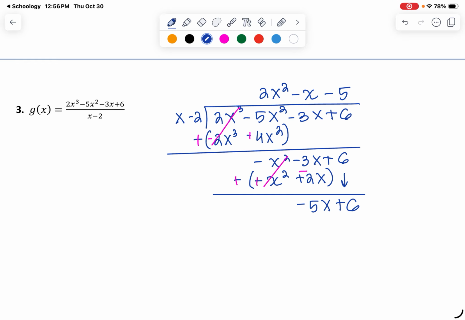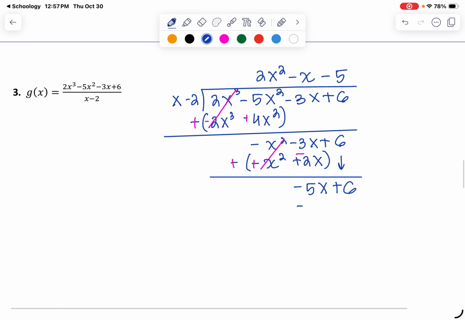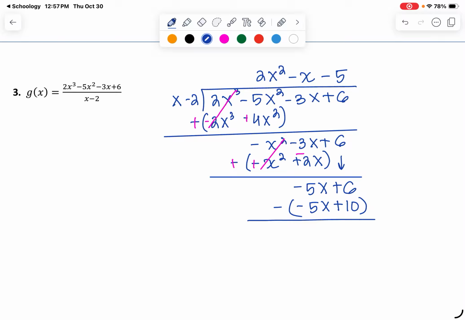That's negative 5. Multiply -5 times your divisor. -5 times x is -5x. -5 times -2 is +10. Put it in parentheses, subtract it off. I don't like subtraction, so change it, add the opposite. And we get, these cancel. 6 and -10 is -4.